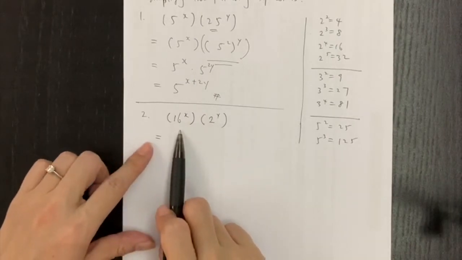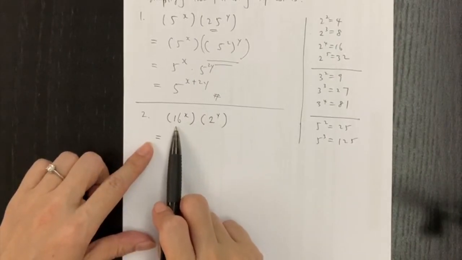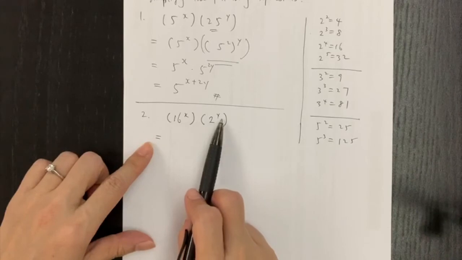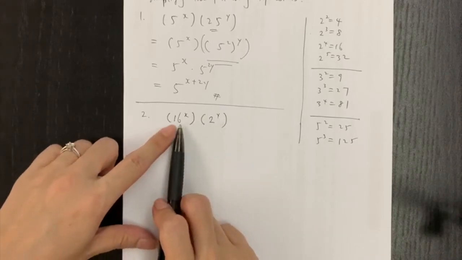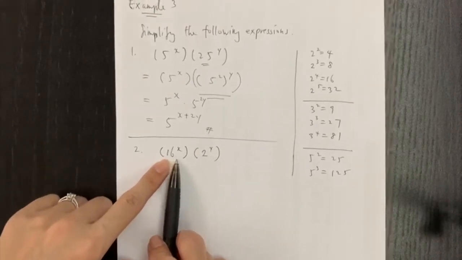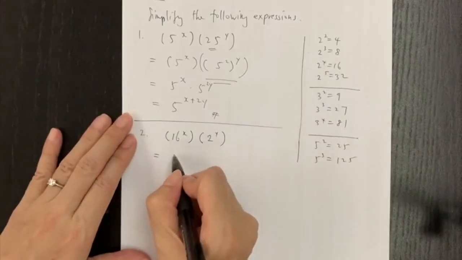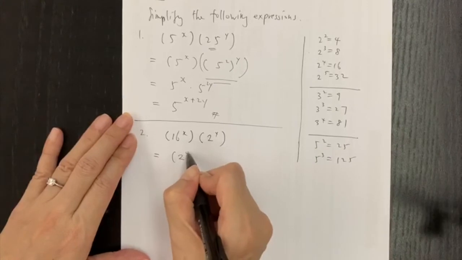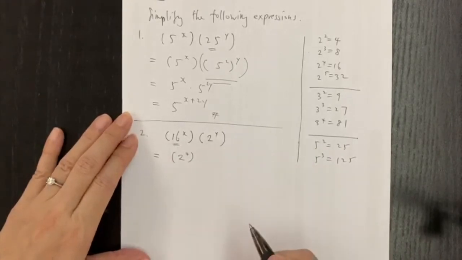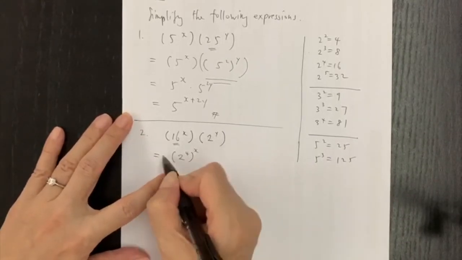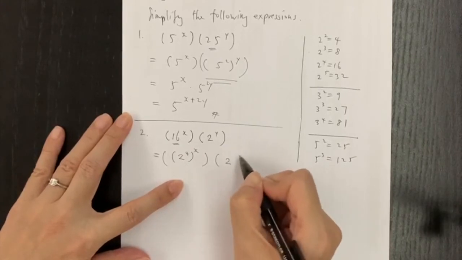Okay, now the second one, how do we simplify 16 to the power x times 2 to the power y? So what about 16? We change 16 to this one. 16 is the same as 2 to the power 4. Therefore, I have 2 to the power 4, which is 16, and then I put x here. Therefore, I still have 2 to the power y.